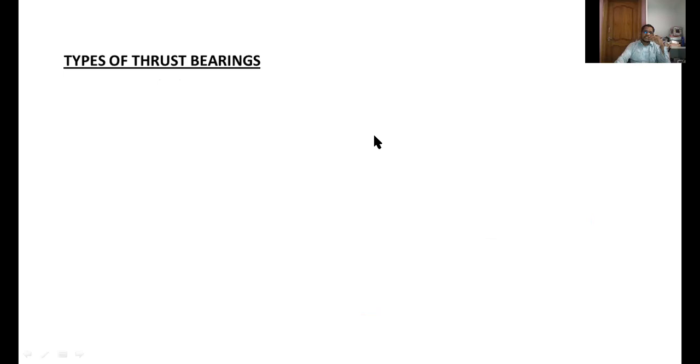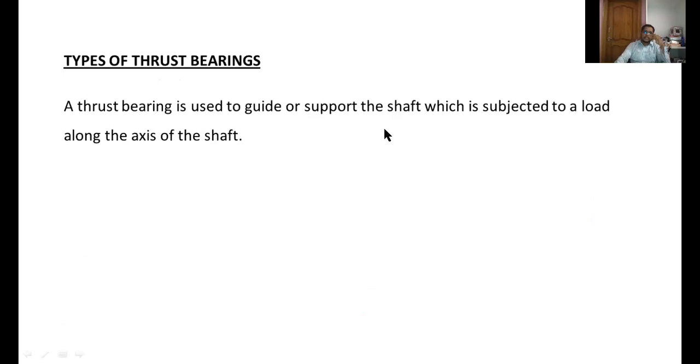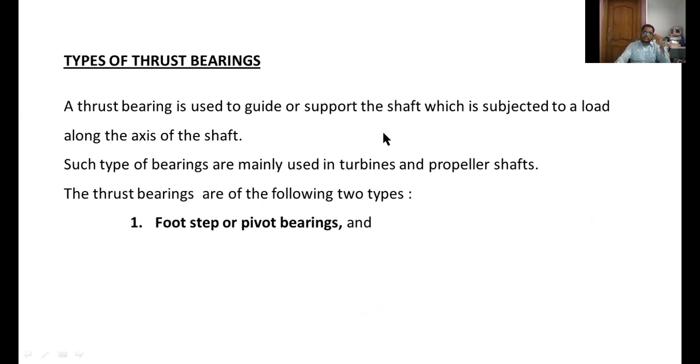Now types of thrust bearings. The thrust bearings are broadly classified into two types: footstep bearing or pivot bearings, and collar bearings. These two are the examples for axial bearings. Axial bearings are thrust bearings. The thrust bearing is used to guide or support the shaft, which is subjected to a load along the axis of the shaft. Such types of bearings are mainly used in turbines and propeller shafts. These two are explained in the next slide.